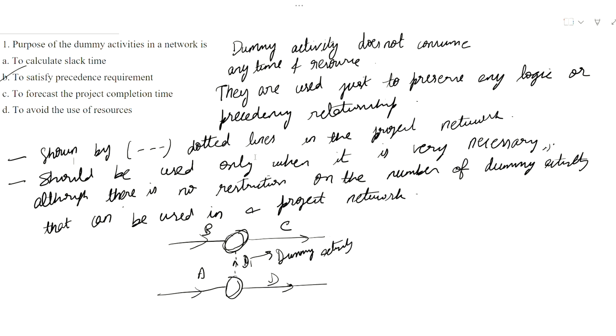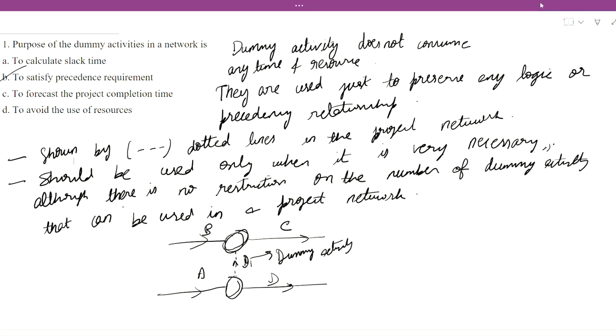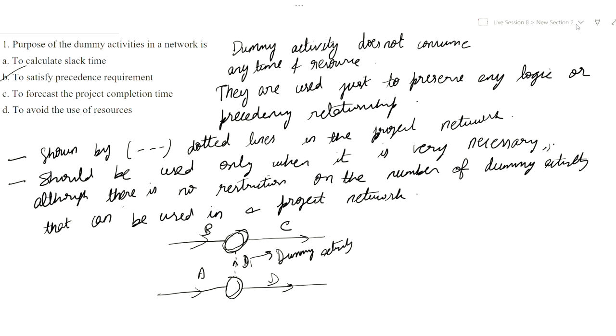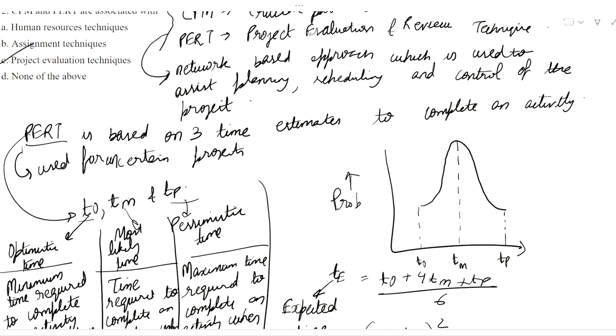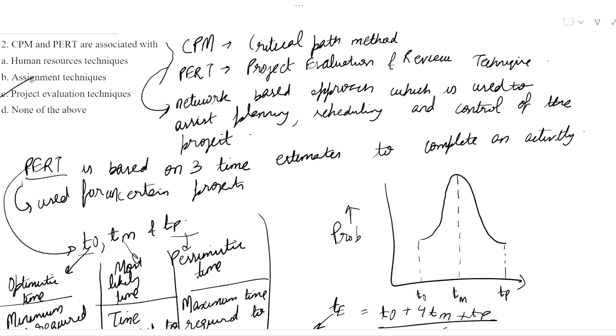They are used to preserve the precedence relationship, and are used only when it is very necessary, and there is no restriction on the number of dummy activities that can be used in a project network. So here in this session we discuss the critical path method and project evaluation review technique. These are network-based approaches which are used to assist planning, scheduling and control of the project.